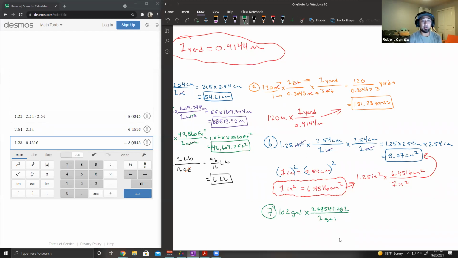So we see that in 1 gallon, we have 3.78541178 liters. Wow. Times, and now we have that in 1 liter, we have 33.814022227 fluid ounces.